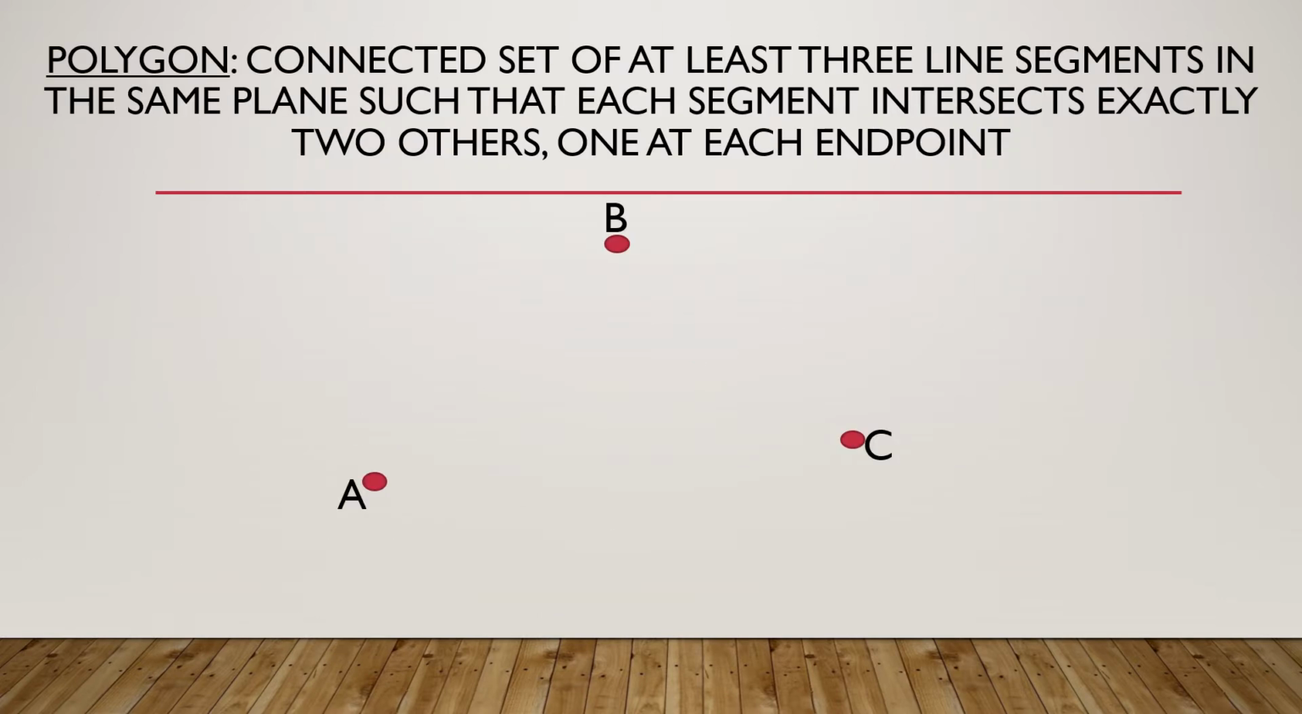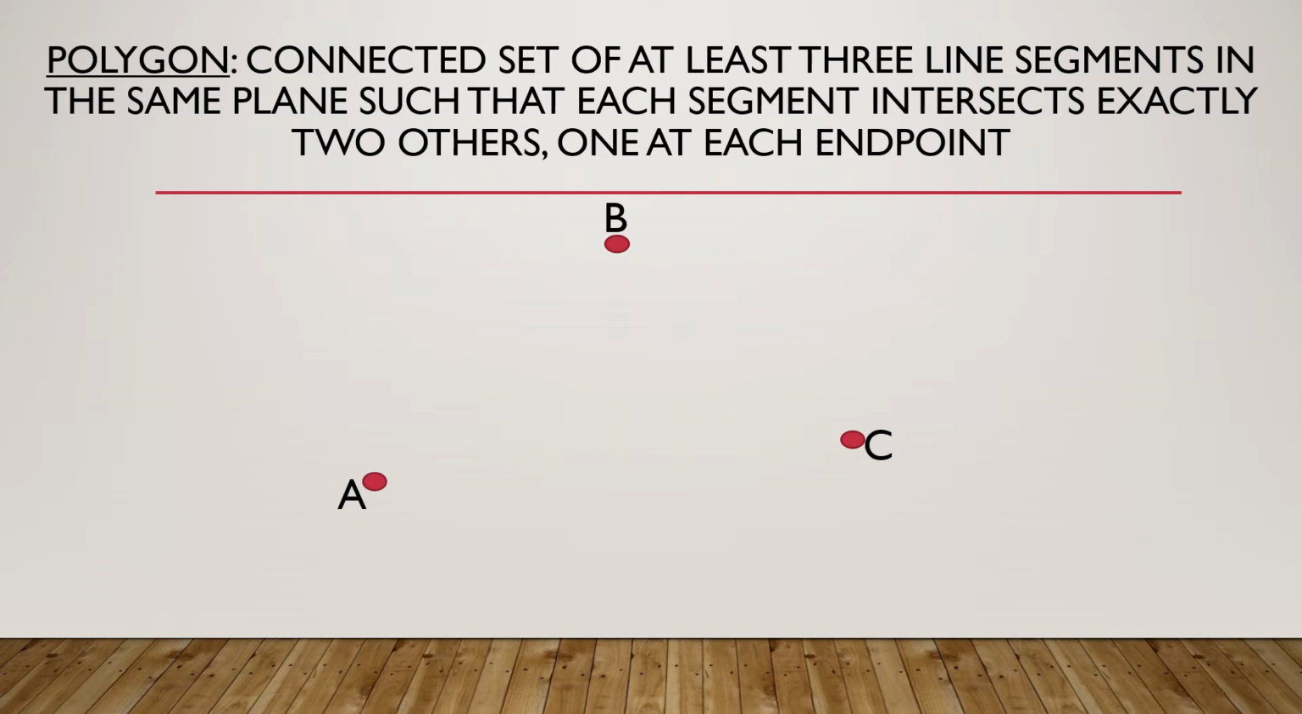Let's expand our previous definition of a polygon. A polygon is more than just line segments that are bound by a plane. If we want to be very specific and precise, we should say that a polygon is a connected set of at least 3 line segments in the same plane, such that each segment intersects exactly 2 others, one at each endpoint. So let's take a look now at what this means.